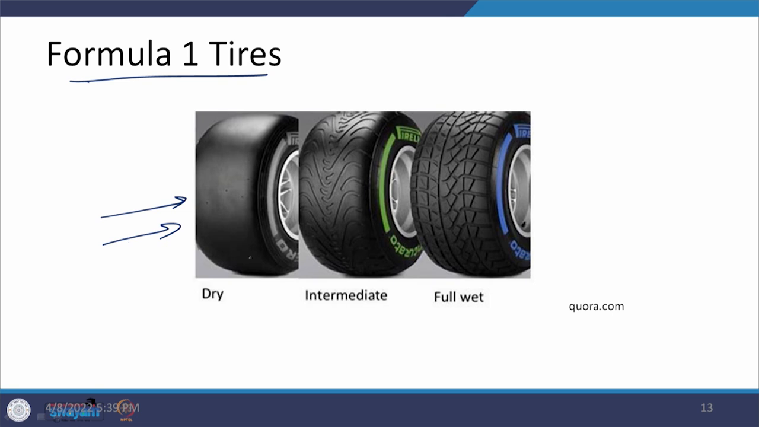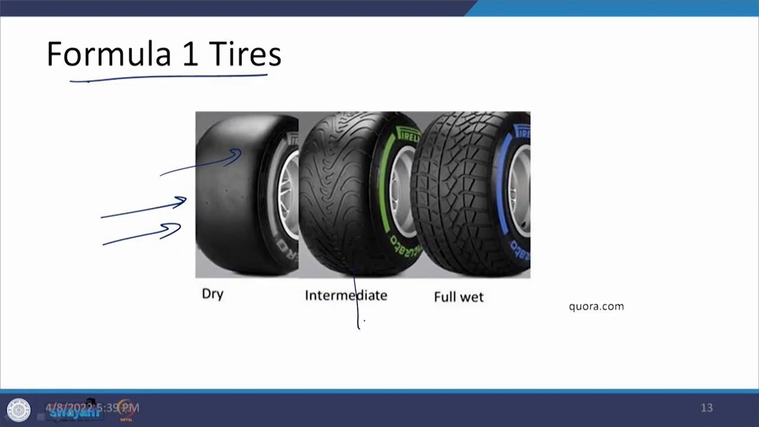In dry conditions they use these types of smooth tires, but if there is some small amount of water coming, maybe due to drizzle or something, then the intermediate tires are used. But if the surfaces are going to be wet, then they also go back to the basics, that the treaded tires are going to be used here. So that's how they keep changing, and accordingly the speeds are going to be affected.